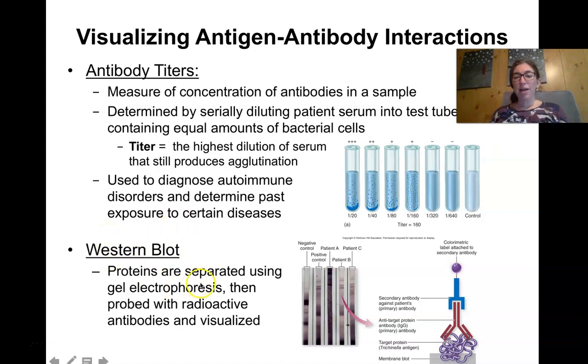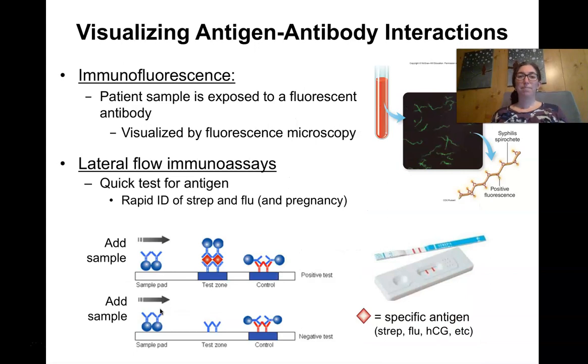A Western blot is a technique to look for proteins. It's sort of like a DNA fingerprint, except it's a protein fingerprint. Similarly, you run proteins out on a gel, and then you get this banding pattern that can be visualized. This is a common test used in diagnosing HIV, looking for viral proteins, because we can't culture viruses, so immunologic assays are often what's used for testing viruses.